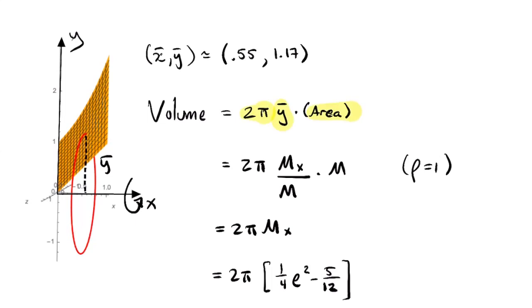And here, to make the algebra simpler, y bar is mx over m. If I set the density equal to 1, then the area of the region would be 1, and I can see that the masses cancel. So it's just 2 pi times mx, and we computed mx above. It's equal to that number. So that's faster, I think, than disks or washers for this one if you can do this integral dx. All right, so that's the theorem of Pappus.